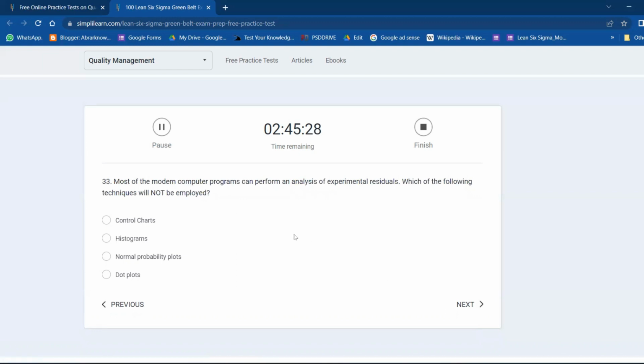Which of the modern computer programs can perform an analysis of experimental residuals? Which of the following techniques will not be employed? Control chart.